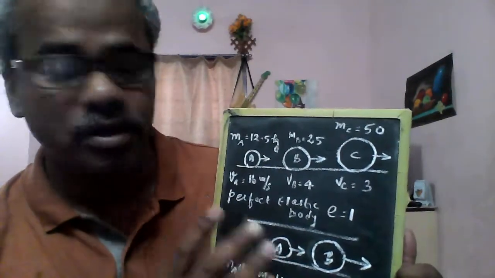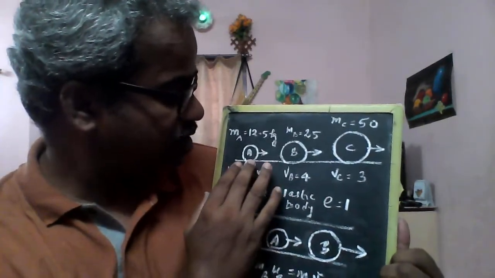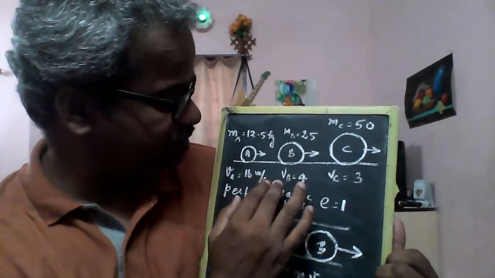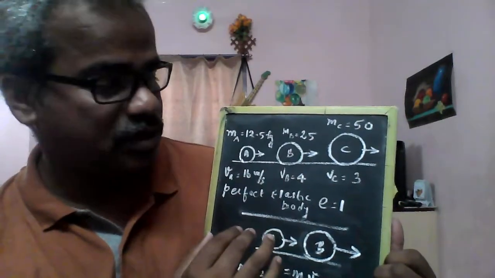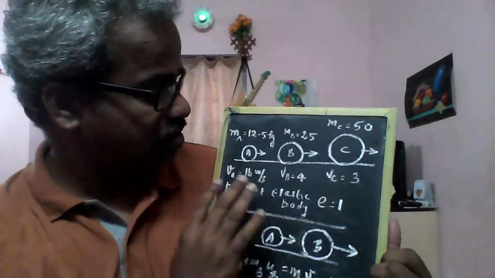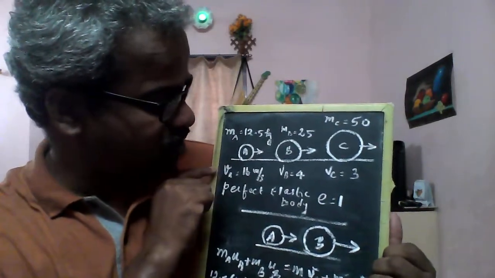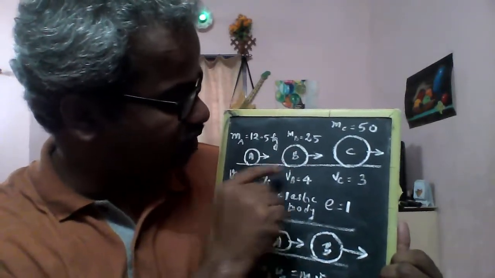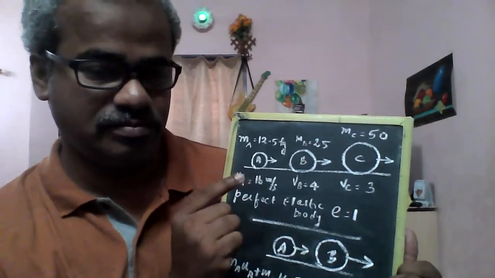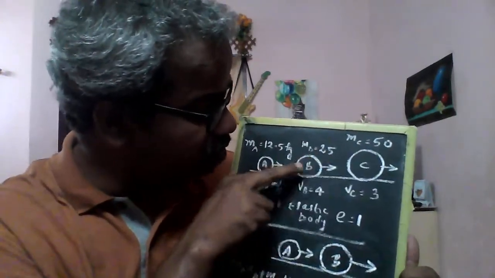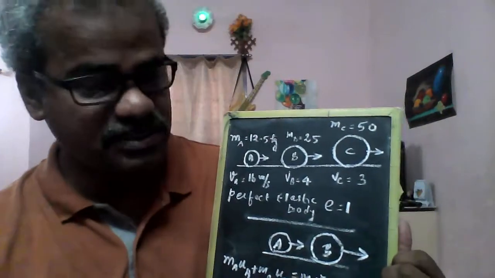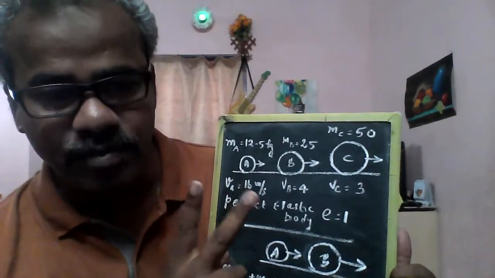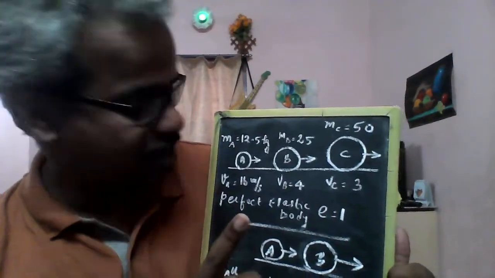That is the question. Here you can see body A is at 16 meters per second, body B is 4 meters per second, and this is 3. First, body A will be moving very fast and it will hit body B. Then body B will go and hit body C. So two impacts are happening here, and you should be very careful.